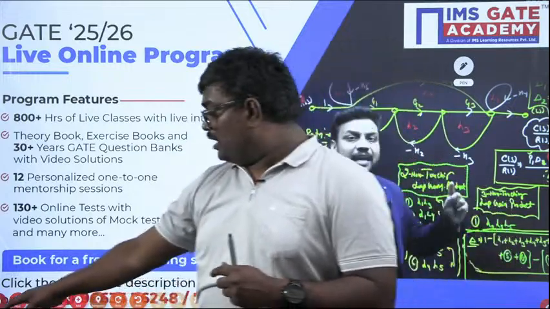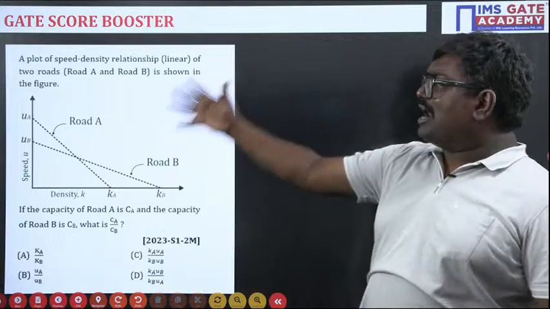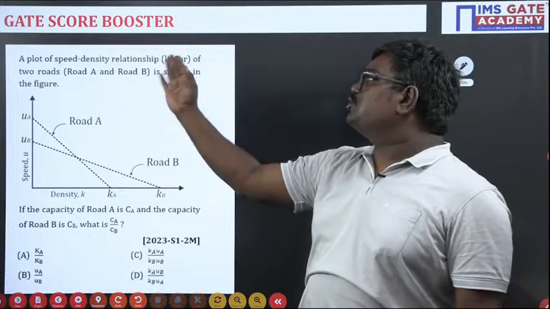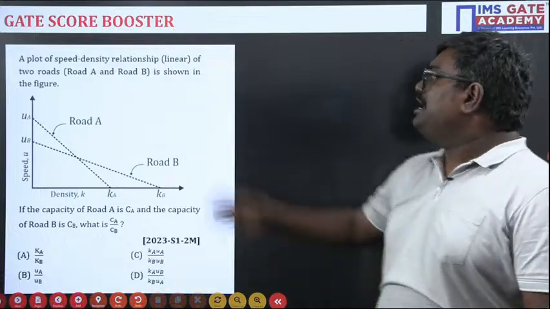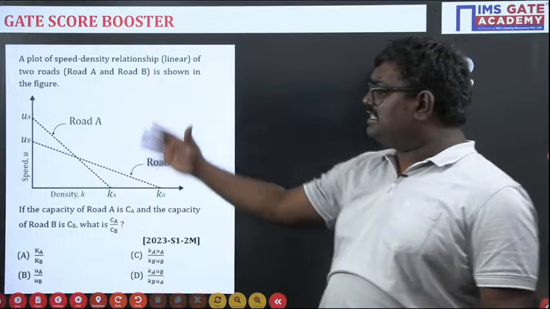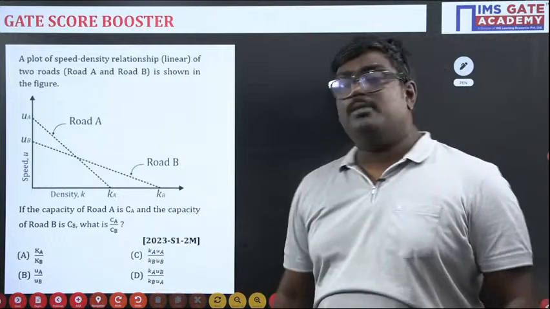Now let us quickly go into the subject. So see students, before understanding, there is a question here. It's a beautiful question. A plot of speed and density of two roads is shown in the figure. Okay. So see students, here this is the question. If the capacity of road A and the capacity of road B is.